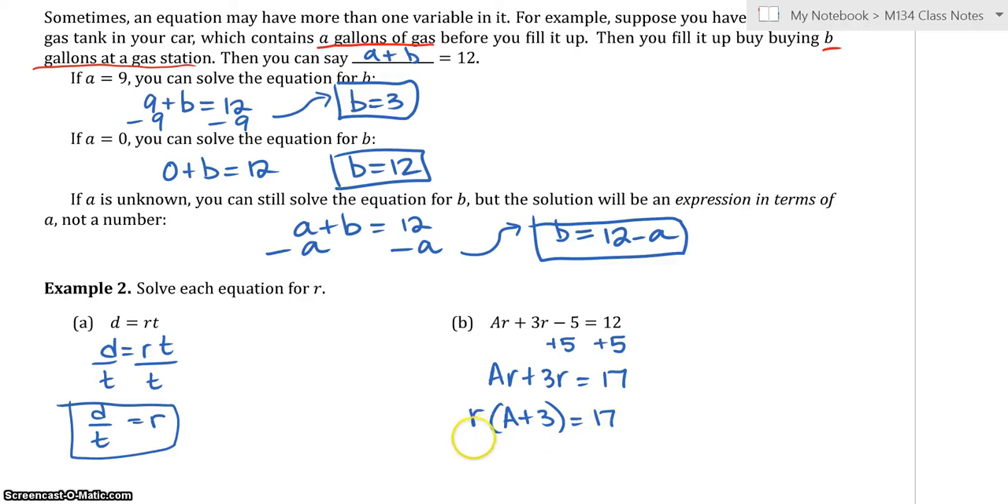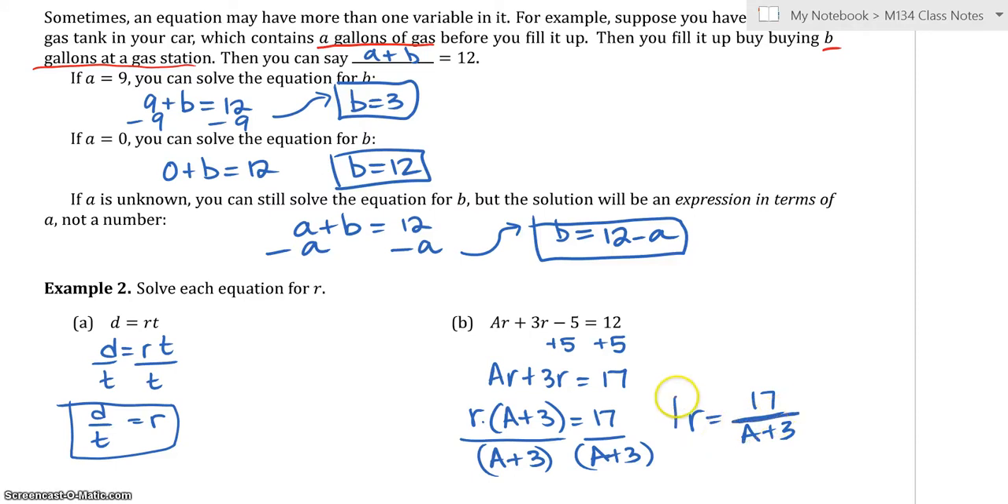And then I can divide. This is multiplication. So I know this is just one term. It says plus there, but I'm just going to leave it as one term. And you can keep that in parentheses, or you don't have to. So r is going to equal 17 over a plus 3. It doesn't have to be in parentheses as long as you make this line long enough. That would be the answer. So now turn the page to page 9, and let's try some on our own.